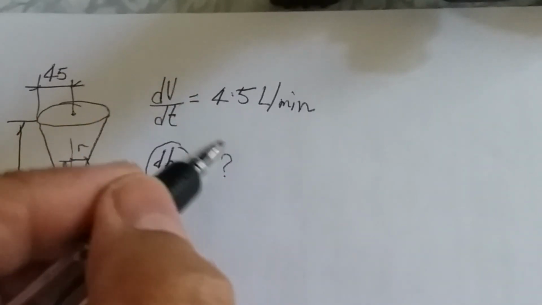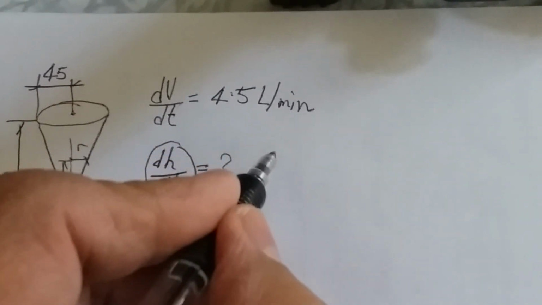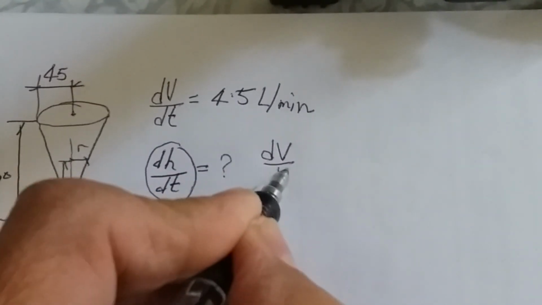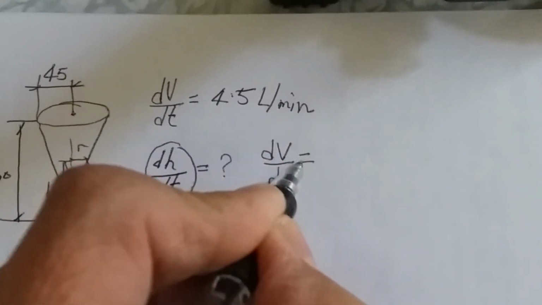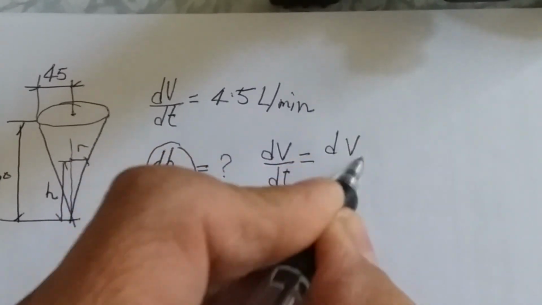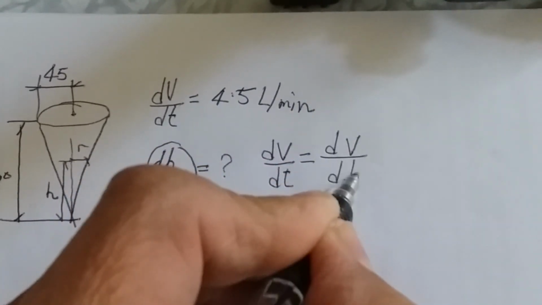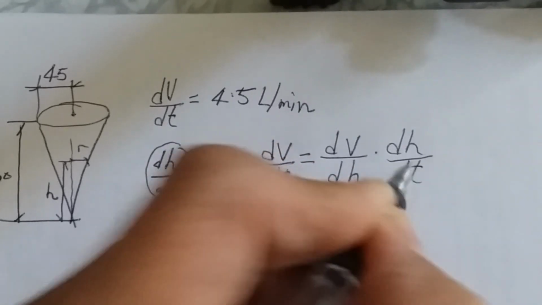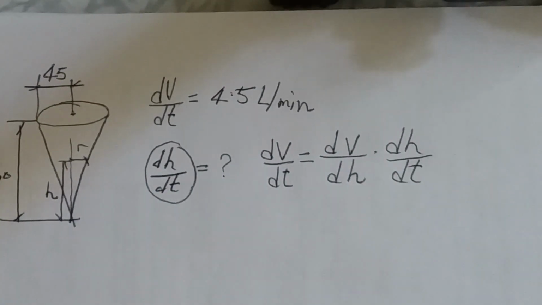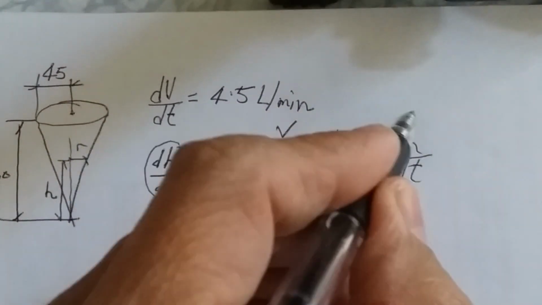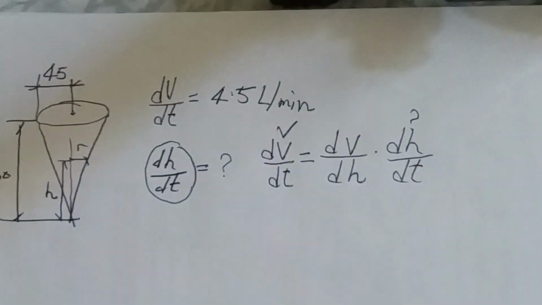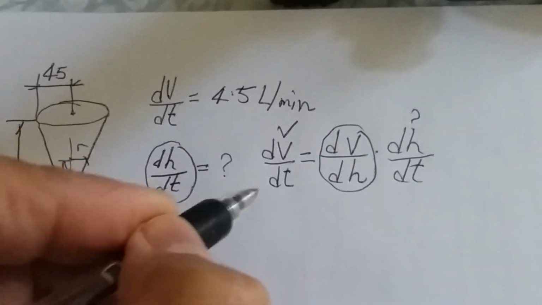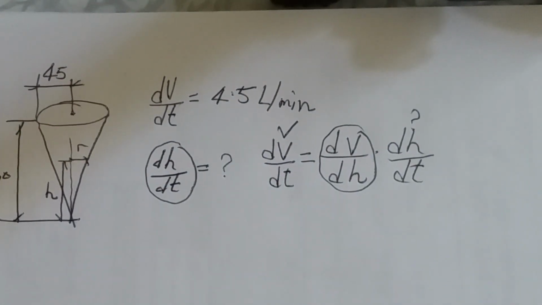Now if you remember, the chain rule says you have the dV/dt, and these derivatives can be written into a form of chain. So you have the dV/dh times dh/dt. Okay, so this is known, this is what we are asking for. So if I calculate dV/dh, then I can solve the problem.